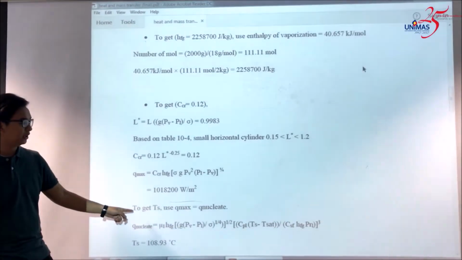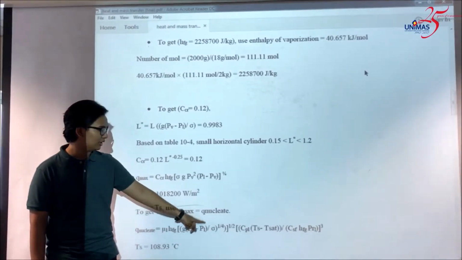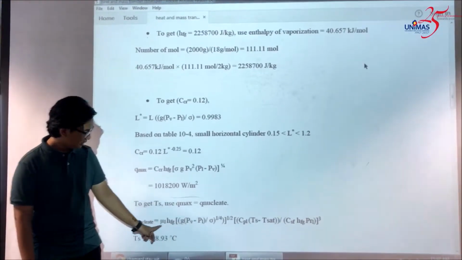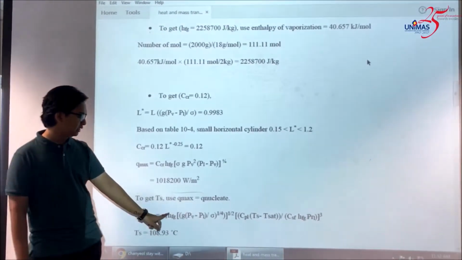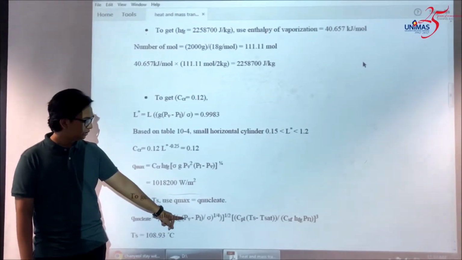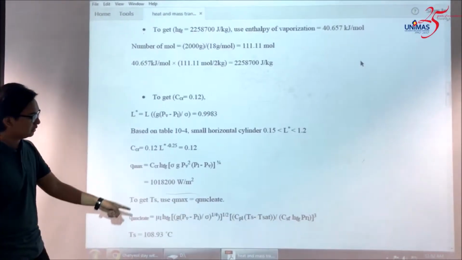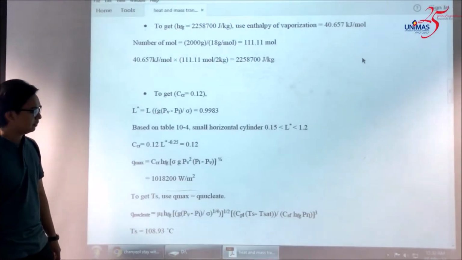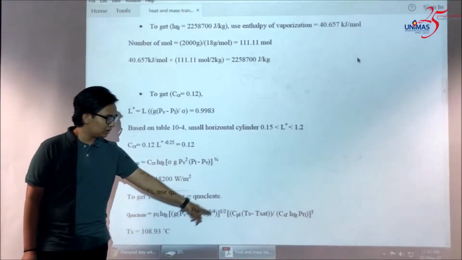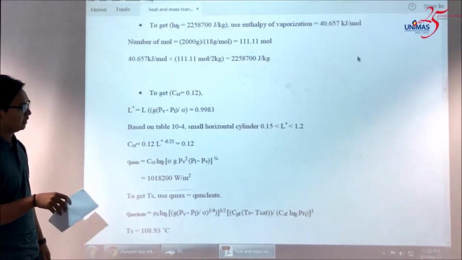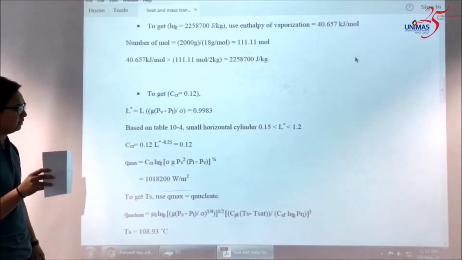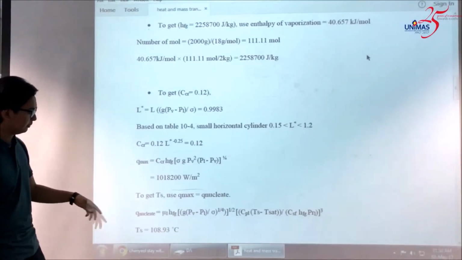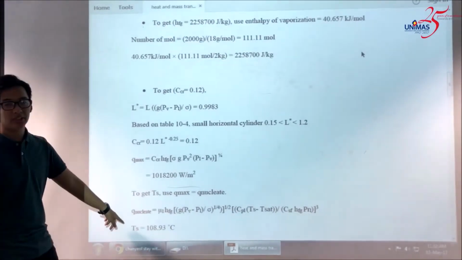To get the Ts, we use Qmax equal to Q nucleate. So the formula for Q nucleate is this one: dynamic viscosity times HFG, times g density of liquid minus density of vapor over sigma, power of 1 over 2, times CPL times T s minus T sat over CSF, HFG, Prandtl, power of 3. The answer is 108.93 Celsius.